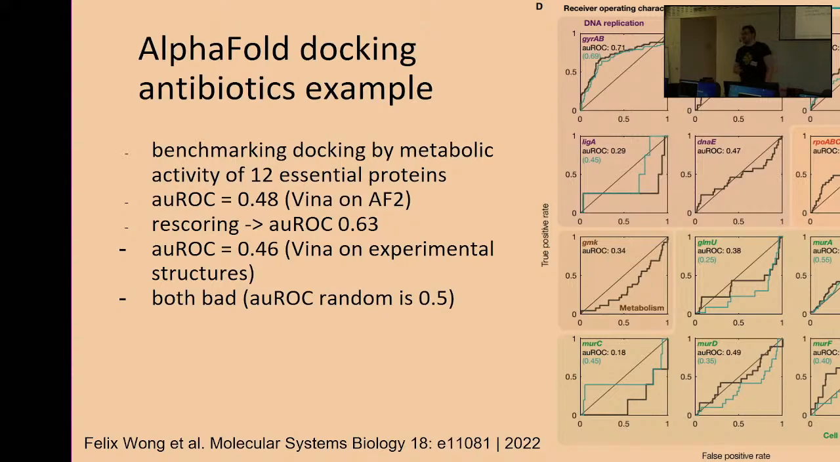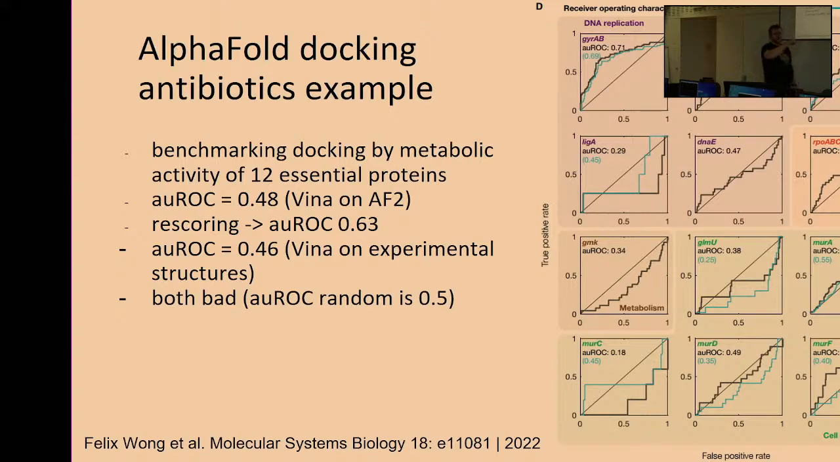But the experimental structures might not be the best results either. So here is a nice example from two years ago. They tried to benchmark the docking for AlphaFold and the experimental structures. And these are the receiver operating curves. The area under the receiver operating curve tells you whether you are selecting the true positives or the false positives. So these are true positives and here are false positives, basically sorted by the energy from docked poses.